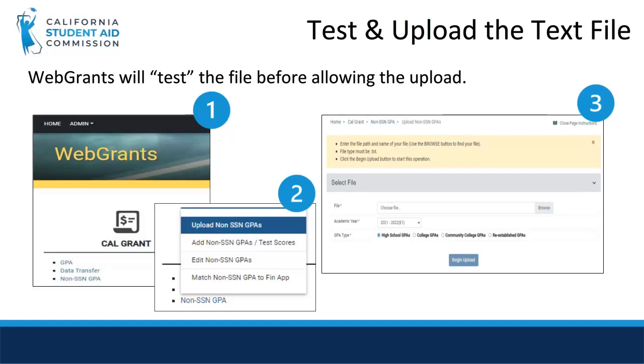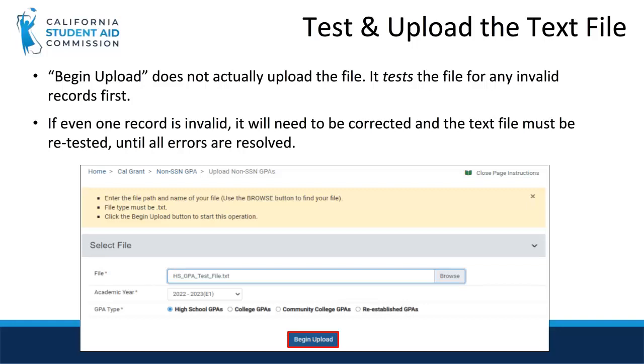Users must obtain WebGrants access prior to uploading. If you do not already have access, see your campus WebGrants system administrator to request access. From the Upload screen, choose your file from its saved location. Then select the correct academic year and your school's segment, high school, college, or community college, and then click Begin Upload.